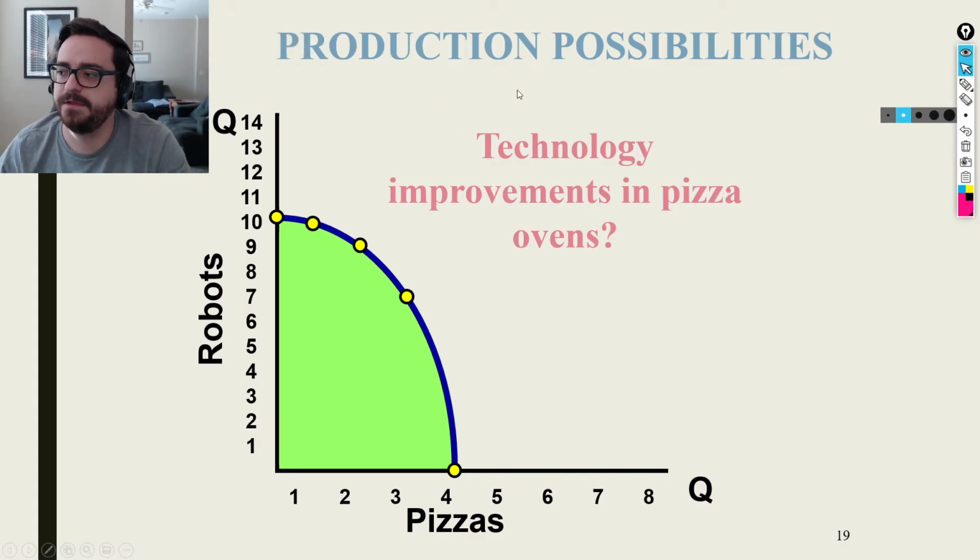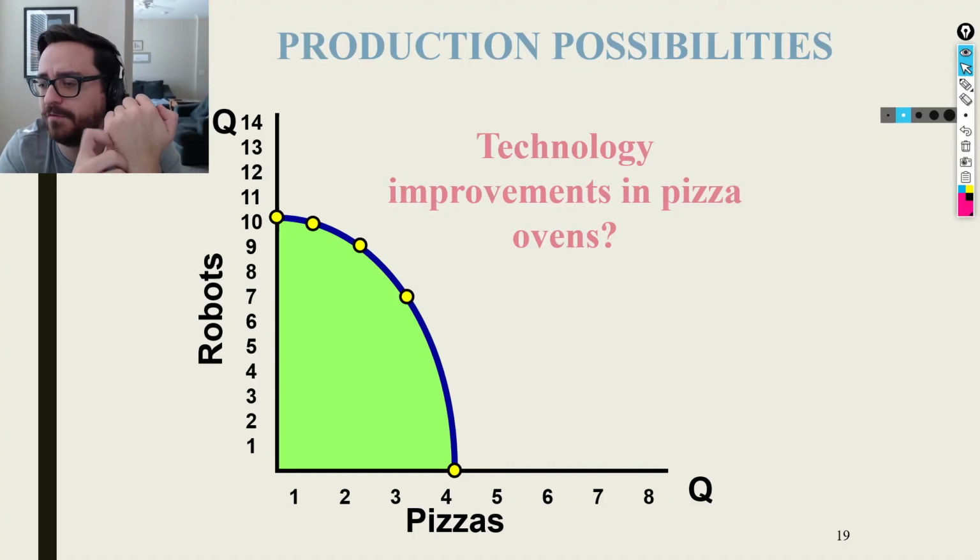Oh boy, that hurt. So, technology improvements in pizza ovens. Just pizza ovens get technology improvements. Okay, I go to my thing. I look at these endpoints. Robots. Does this help me produce robots? No. Cool that there's better pizza ovens, but it doesn't help me make robots. Does it hurt me making robots? No, it doesn't affect it, right? This scenario doesn't affect robot production. It doesn't mean anything for the maximum amount of robots I can produce.